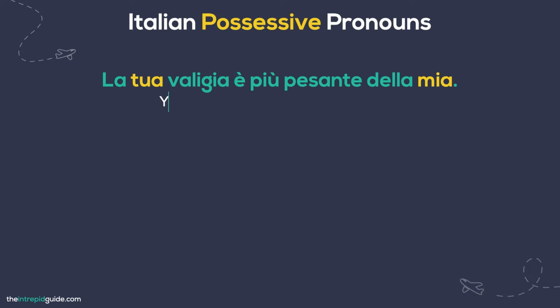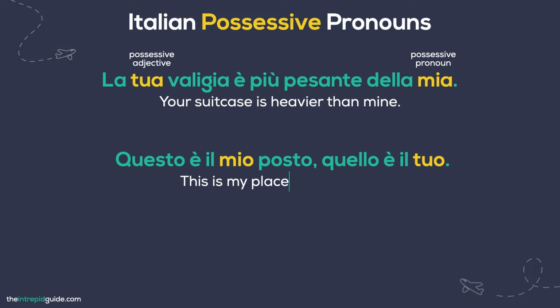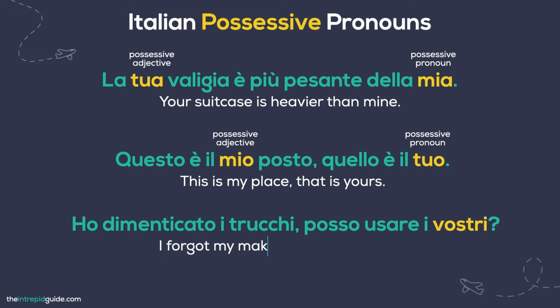Take a look at these examples. La tua valigia è più pesante della mia. Your suitcase is heavier than mine. Questo è il mio posto. Quello è il tuo. This is my place. That is yours. Ho dimenticato i trucchi. Posso usare i vostri? I forgot my makeup. Can I use yours?